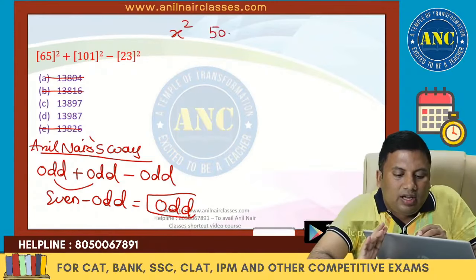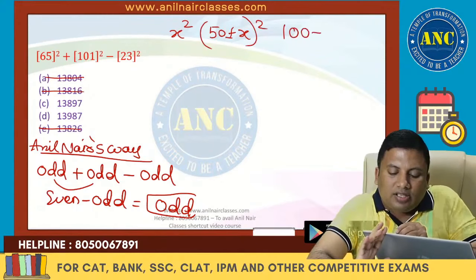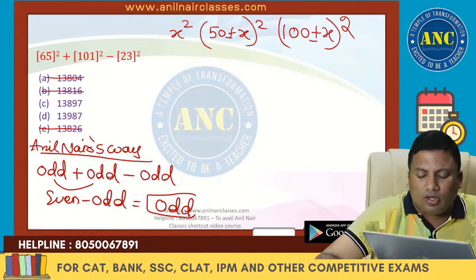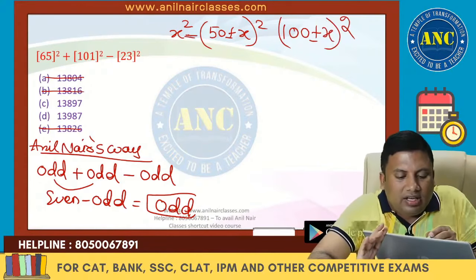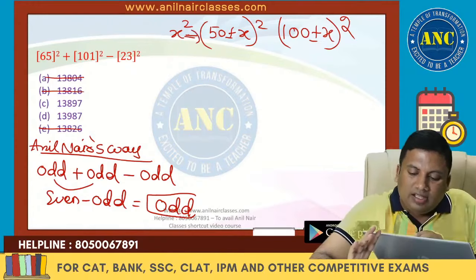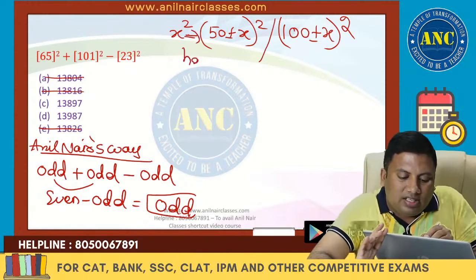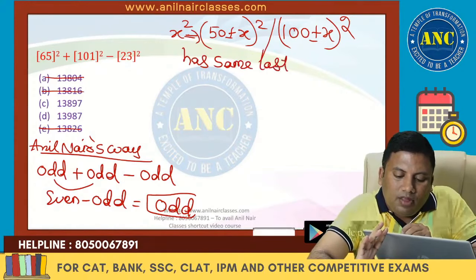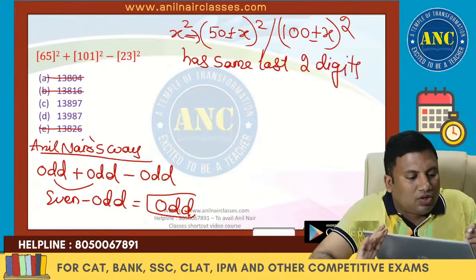x square, (50 plus or minus x) whole square, (100 plus or minus x) whole square. 50 into any natural number, it could be 150 plus x or 200 plus x and everything. x square, (50 plus or minus x) or (100 plus or minus x) whole square has the same last two digits. That is enough for you to solve the question.